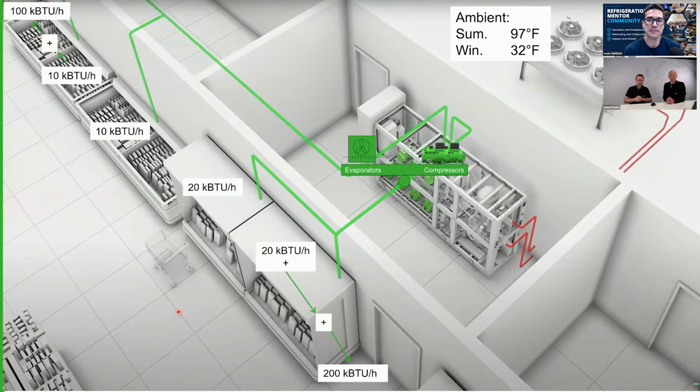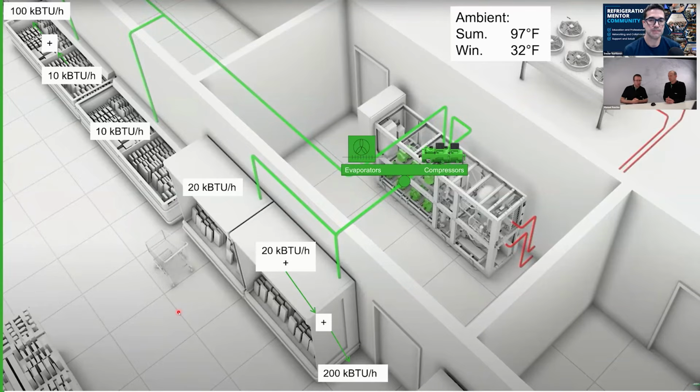We have to design the system for the summer conditions, which is defining our maximum load, and the winter conditions, which is defining our minimum load for the whole setup. Then we have installed a number of evaporators in the supermarket. So out of that, we have cooling furniture with 20 kBTU, some with 10 kBTU. Depending on the amount, you can also calculate how much furniture is active at the same time.